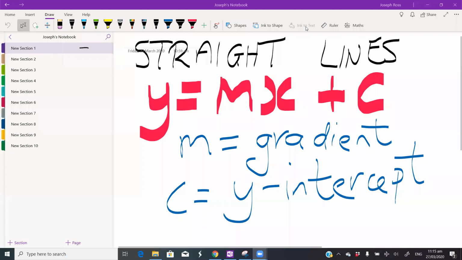Hello everyone, so this is a mini lecture on straight lines and their graph. The general form of the equation of a straight line is y equals mx plus c, where m is the gradient, which is a measure of the steepness of the straight line, and c is the y-intercept, which is where it crosses the vertical axis of the graph.